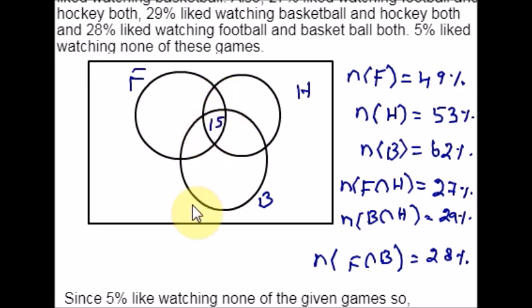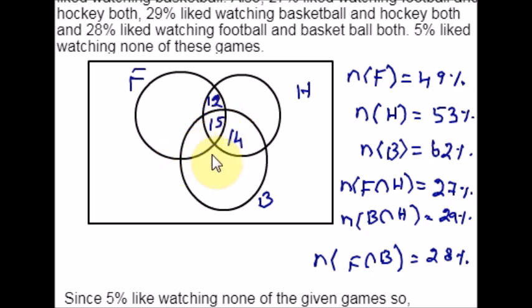The common region between B and H is 29. In this portion already 15 is there, so 29 minus 15 is 14. The common region between F and B, football and basketball, is 28%. So this area is 28. Already we have 15 in the center, so 28 minus 15 is 13.